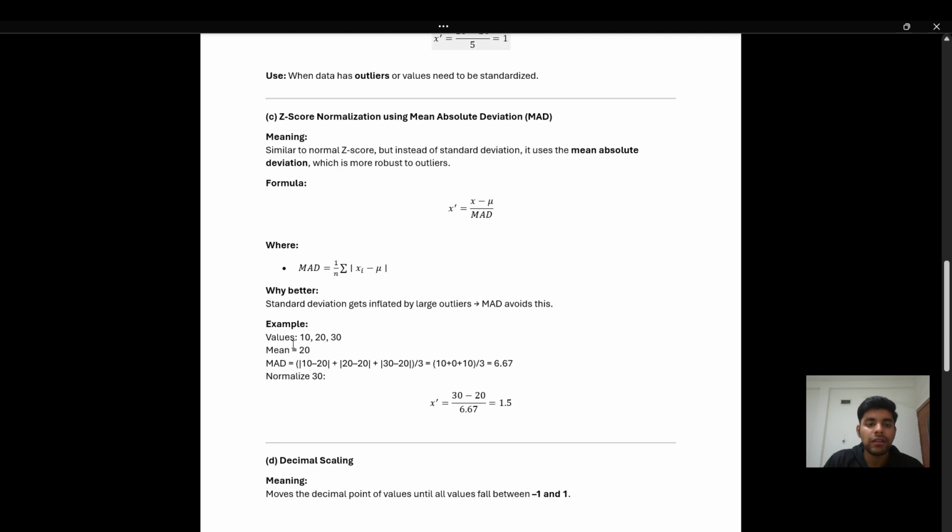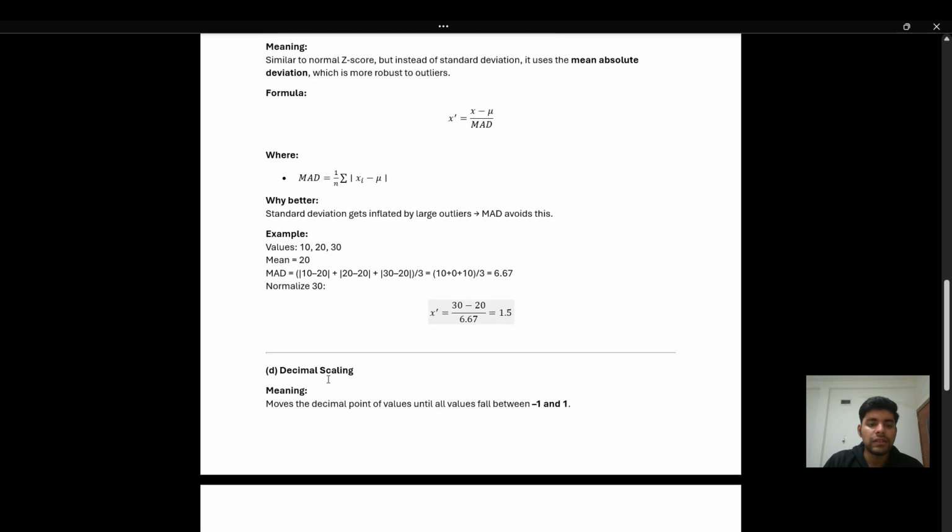Let's take an example. Here we have given the values 10, 20, and 30. Mean is 20. So we will calculate the first mean absolute deviation. On putting the values, we have got 6.67 mean absolute deviation and normalized as 30. On putting the values in the formula, we have got answer is 1.5.